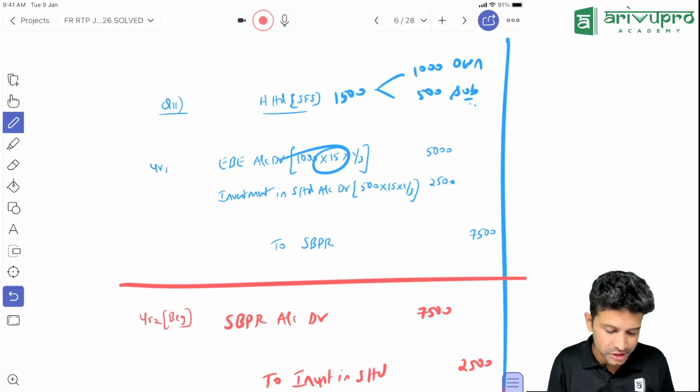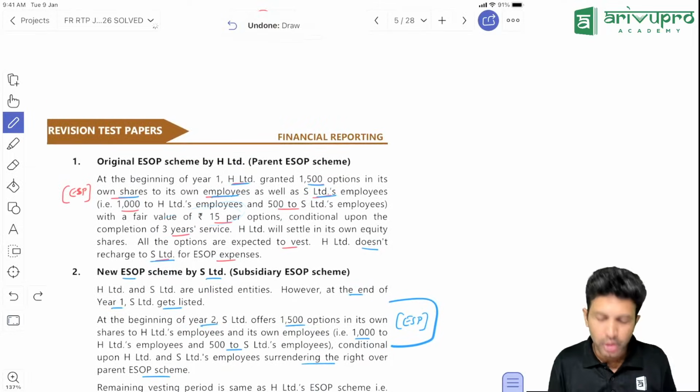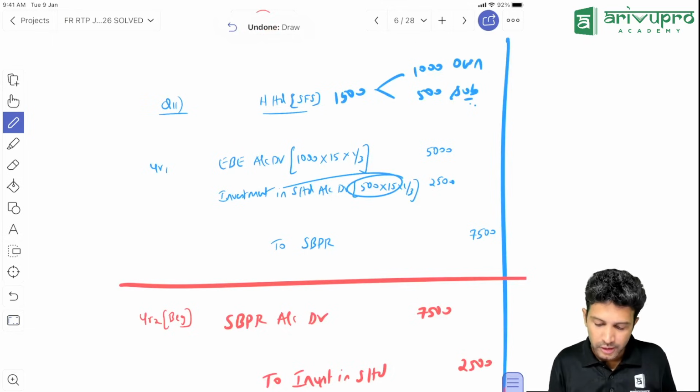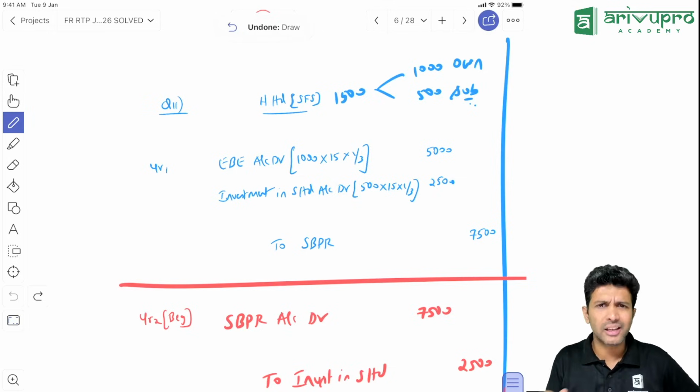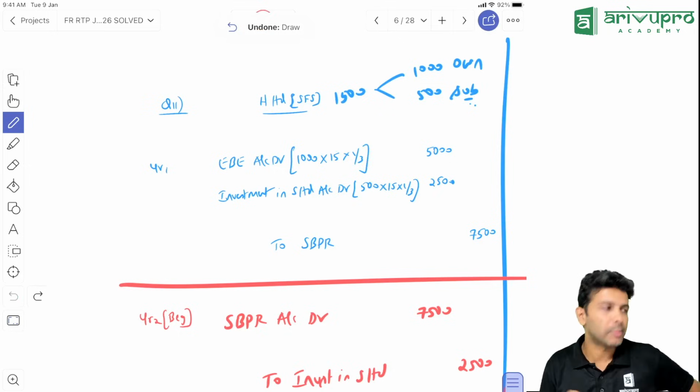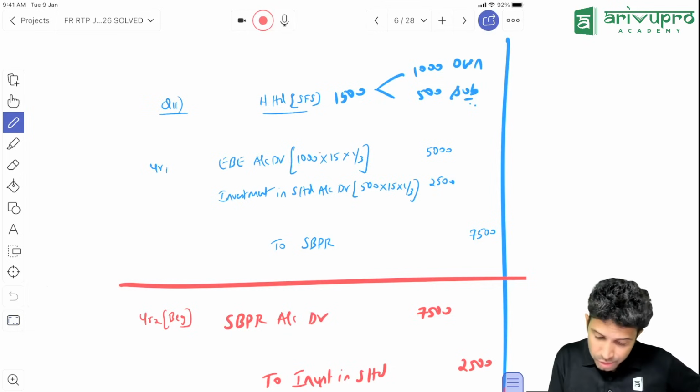And what is the loss on one share? 15 rupees. The fair value on the grant date, they've told us, is 15. On one share, 15 rupees loss. On 1000 shares it will be 15,000 loss. The total loss you'll have to book over the vesting period. I think here the vesting period was 3 years. So we are in the first year, hence 1/3. You will book employee benefit expense of 5,000. Pretty straightforward.